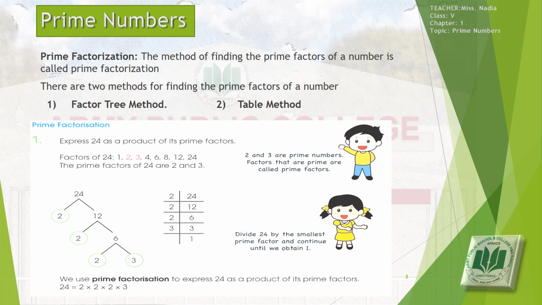We are asked to write the number 24 as a product of its prime factors. So 24 is equal to 2 multiplied by 2 multiplied by 2 multiplied by 3.